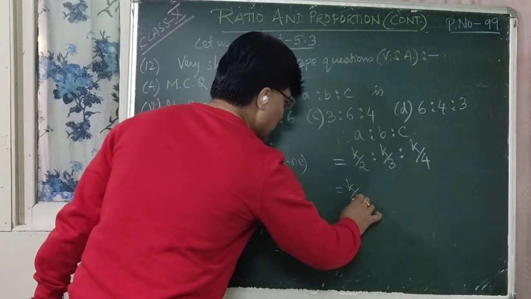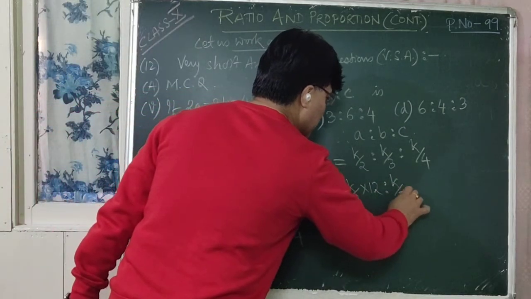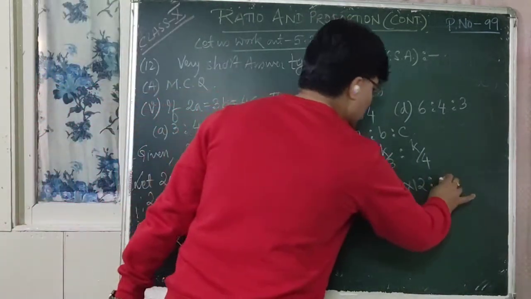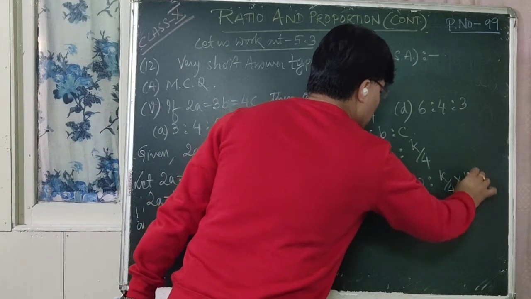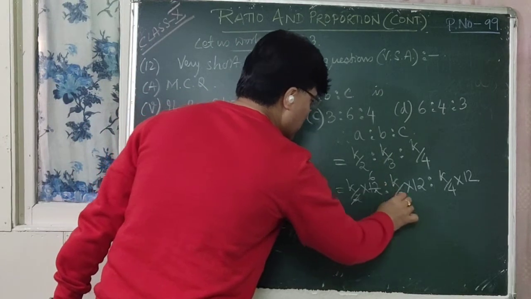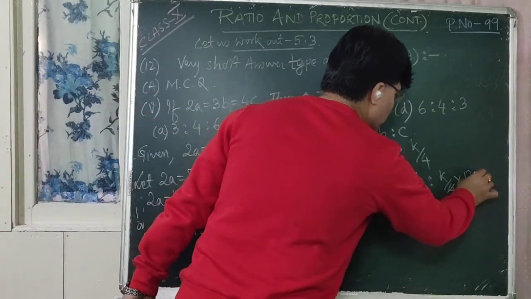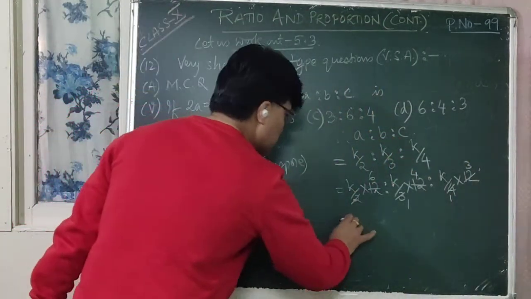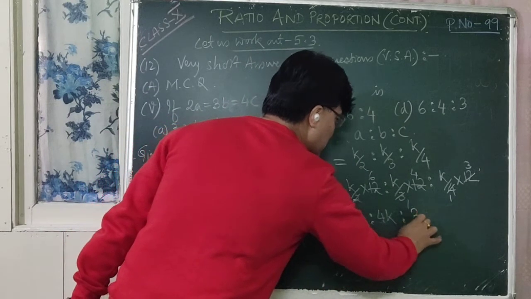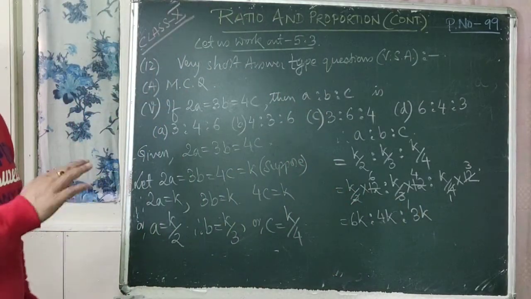So it is k by 2 into 12 is to k by 3 into 12 is to k by 4 into 12. You can cancel here: 2 1s are 2, 2 6s are 12, 3 1s are 3, 3 4s are 12, 4 1s are 4, 4 3s are 12. So it is 6k is to 4k is to 3k.